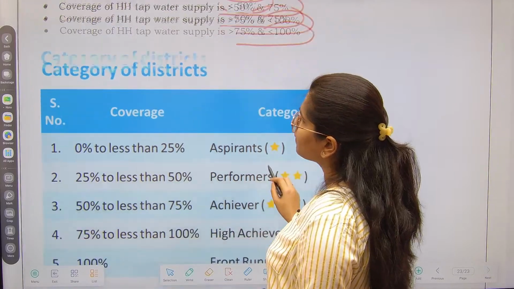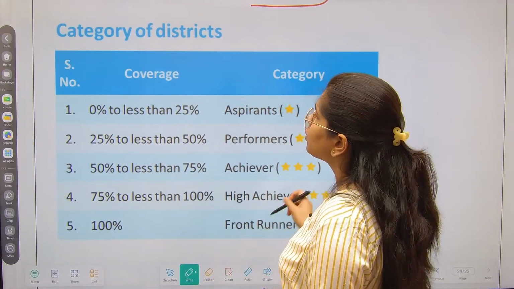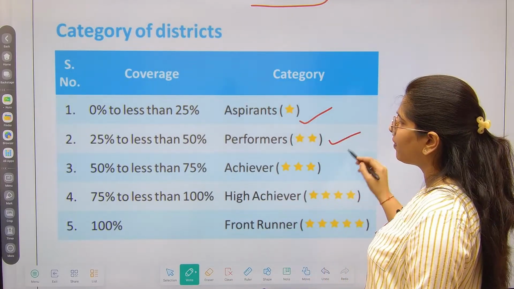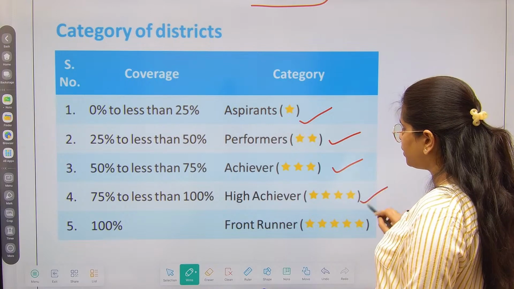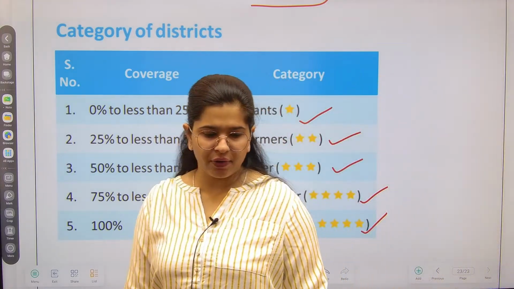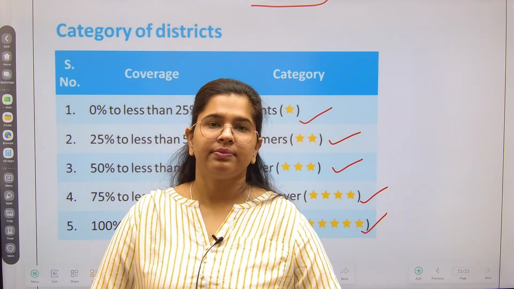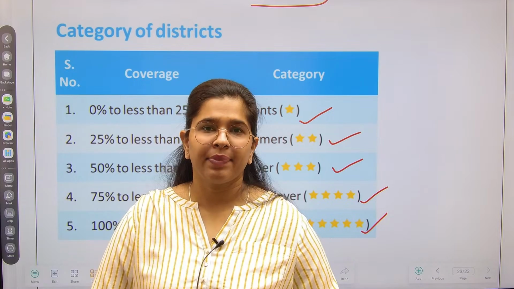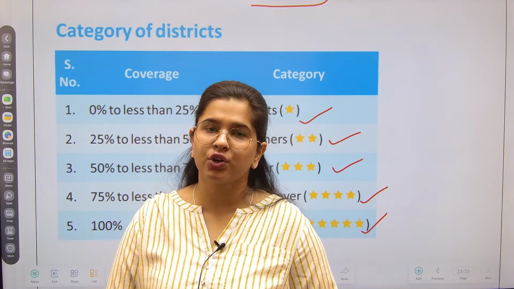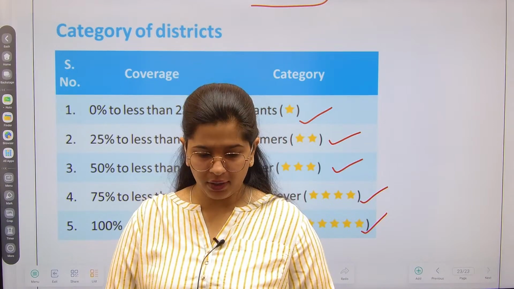Now on the basis of this, districts have been given stars. So 0 to less than 25% are aspirants, then you have performers, achievers, high achievers, as well as front runners. So on the basis of that, you have provided the performance of the districts, that is, what the coverage of household tap connections is and how they are performing over there.